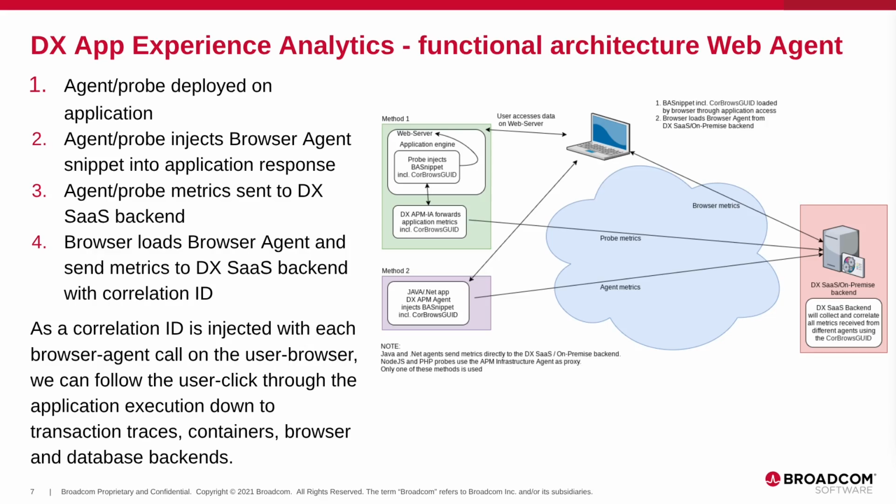The BA snippet instructs the browser to download the actual browser agent and execute it during page load. When the page is loaded, the browser agent collects and sends the metrics to the DX02 backend enriched with the provided correlation ID. These metrics, and those provided by other potential agents implanted in the application flow path, will be correlated and analyzed to provide the most accurate analysis on the user's experience.